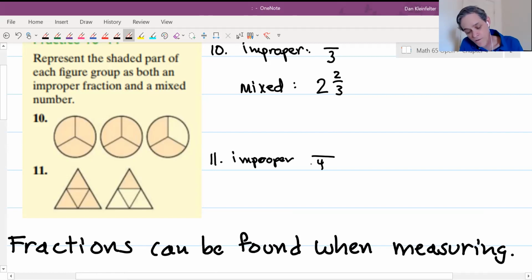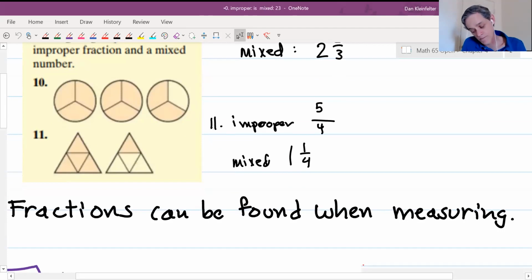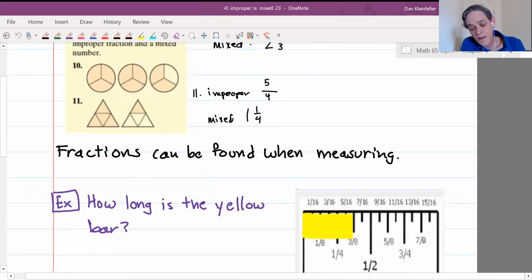So it's about fourths. The visual has 1, 2, 3, 4, 5 of those fourths in it. As a mixed number, we have one whole unit and then 1/4 of a second whole. So 5/4 and 1 1/4.